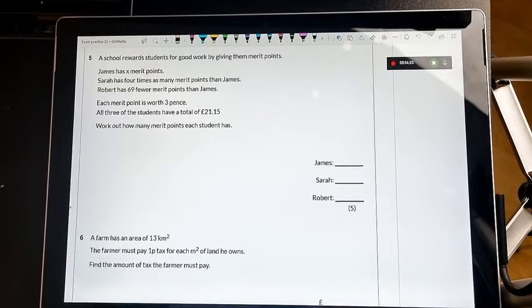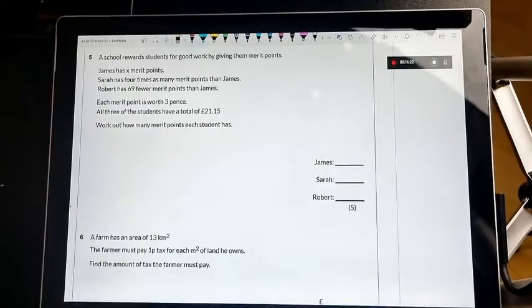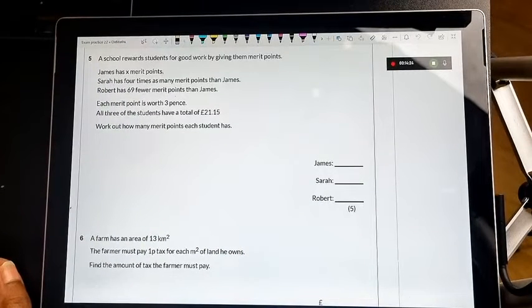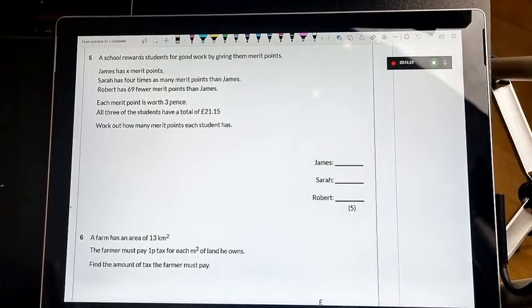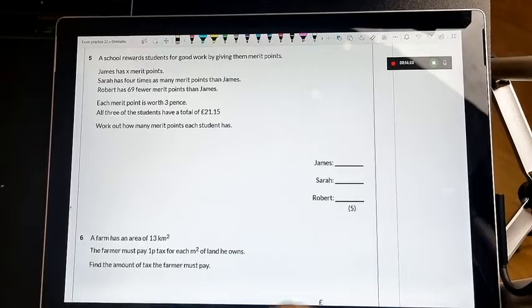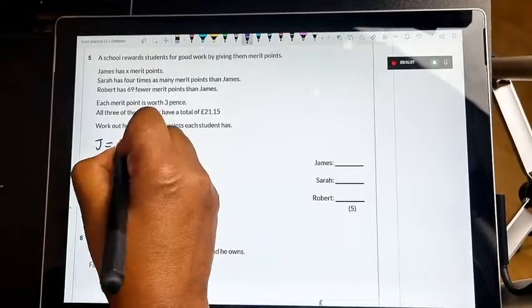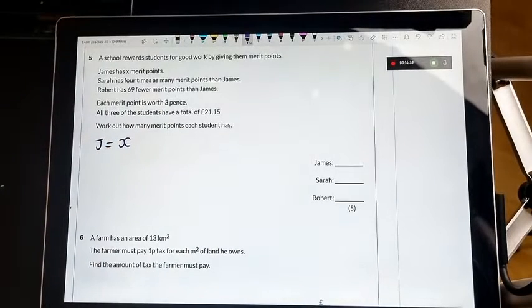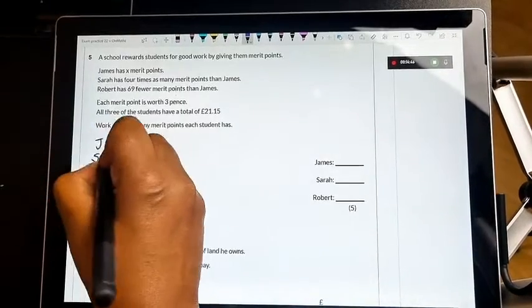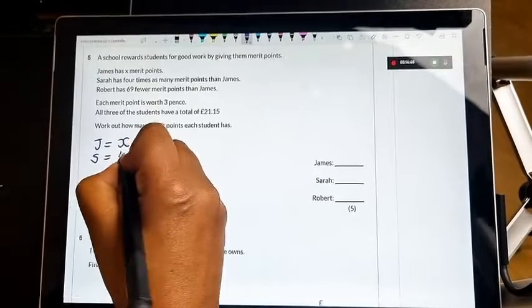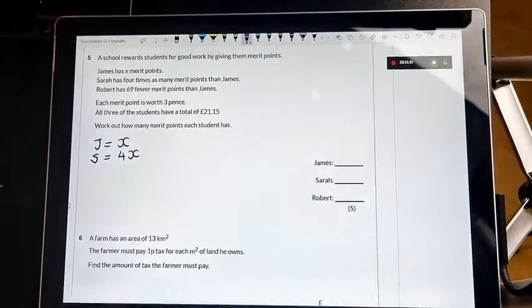Okay, next one, guys. So we have here question 5. A school rewards students for good work by giving them merit points. James has x merit points. Okay, so I always identify the subject. In this case, the subject is James. So J is equal to x. The next one says Sarah has 4 times as many merit points as James. So S for Sarah, she has 4 times, so it's 4x.